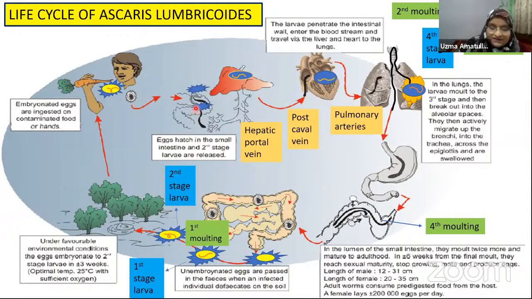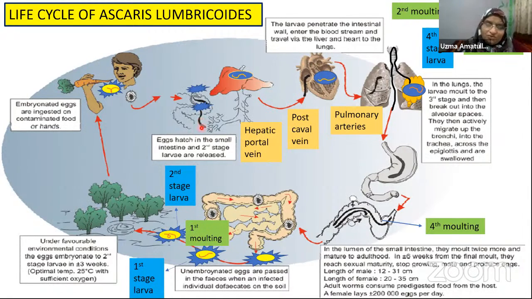Now it will leave the shell. And here you see, pierce means it will make a forceful entry. Now it will come out from the intestine into the blood circulation. Now you see, blood moves everywhere. It travels to all the organs.